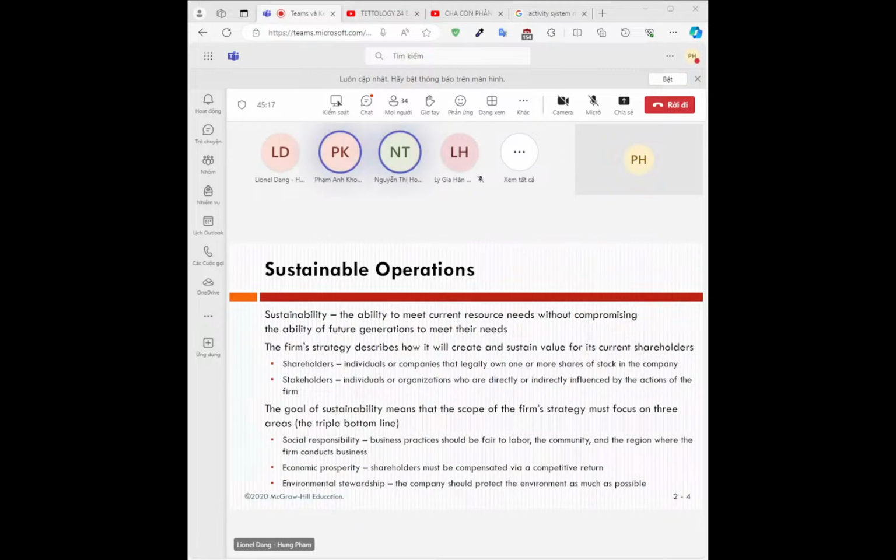The first one we want to talk about is the definition of sustainability. So it is the ability of the company to meet current needs without compromising the ability of future generations to meet their needs. Okay.